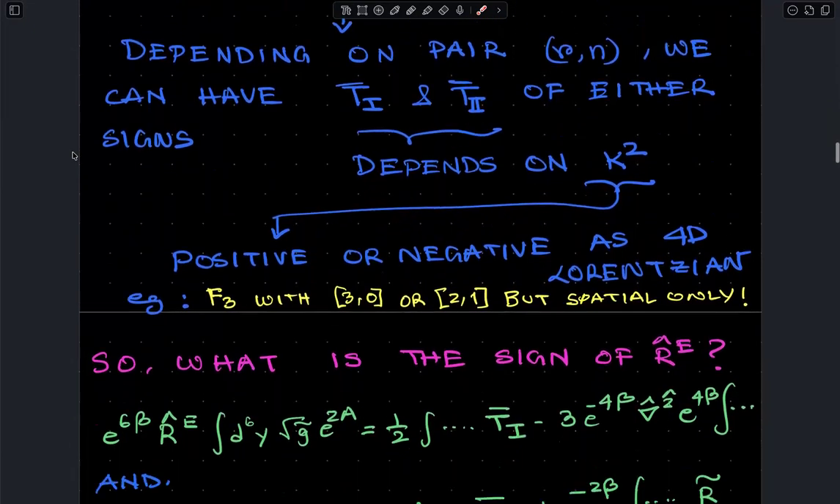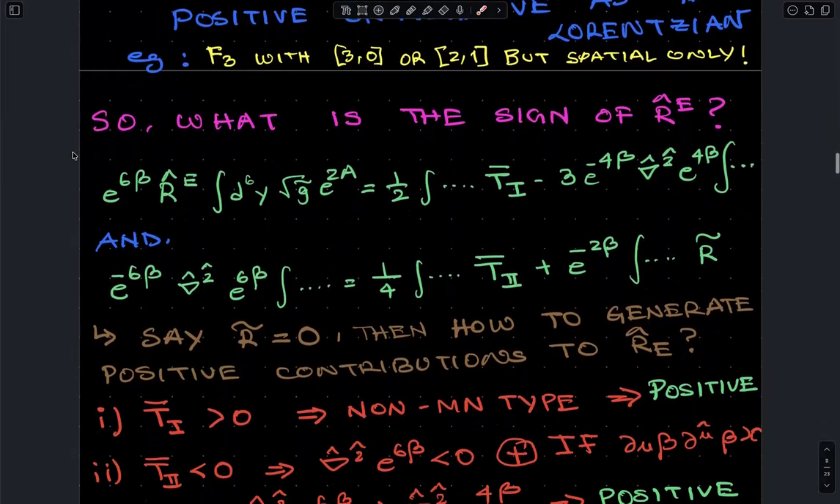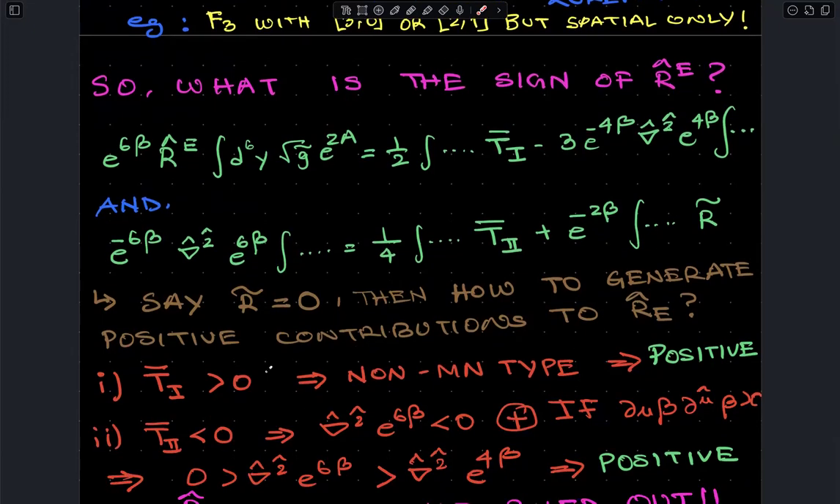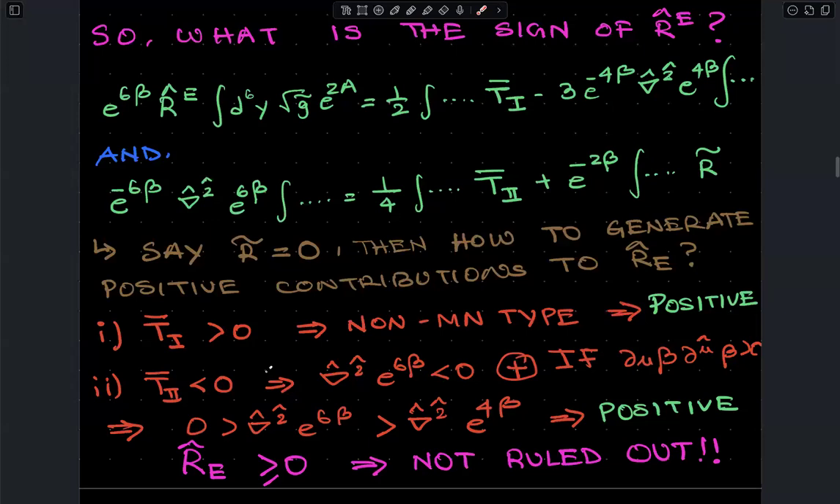Now what can we say about the sign of R hat E, the four-dimensional Einstein-frame Ricci scalar? We have two equations to play around with. Let's say for simplicity we have a compactification where R tilde is zero, that is, we are looking at Ricci flat compactifications. Then how can we generate a positive contribution to this object, R hat E? The way to do it is, if this generates a positive contribution, that is, if you have a non-Maldacena Nuñez type flux, as we showed above, then you generate a positive contribution.